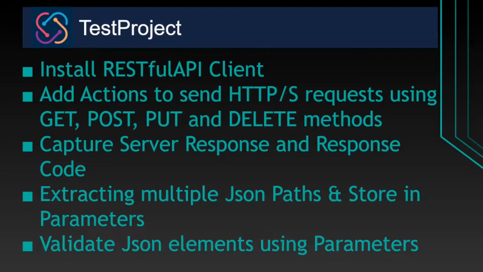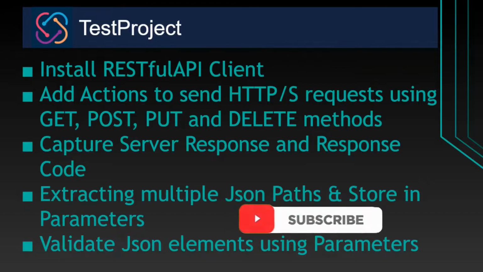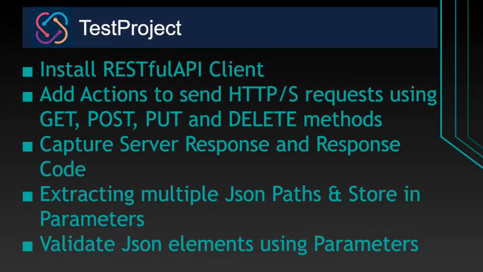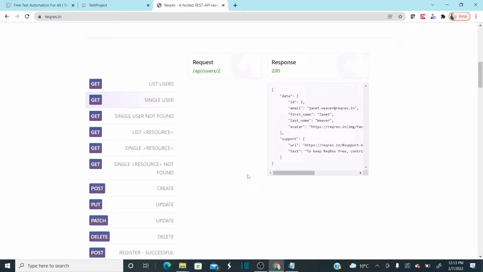And also I'm going to teach you how we can validate the JSON elements using parameters. Okay, so let me jump onto the system and show you all these concepts and techniques: how we can perform and validate end-to-end API testing by using TestProject. Okay, so now let's practically do automation step by step by using TestProject.